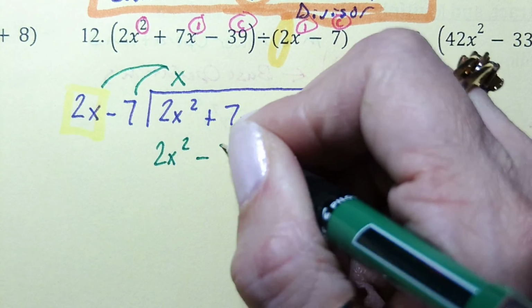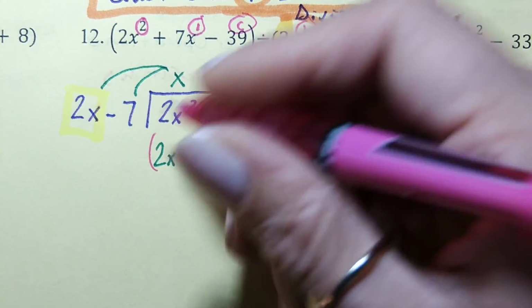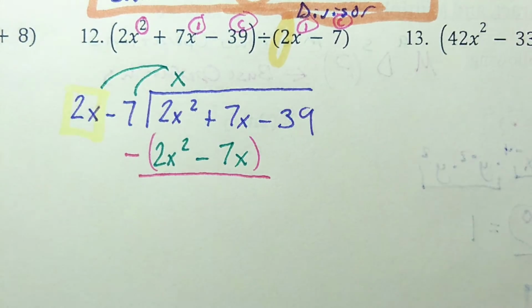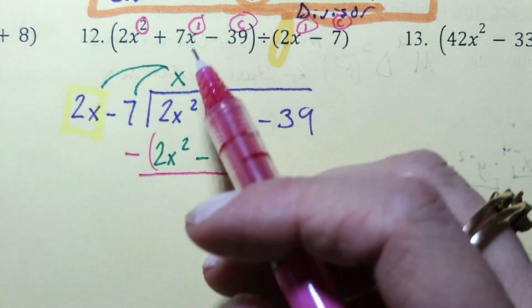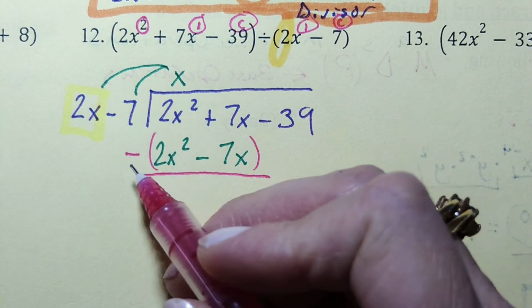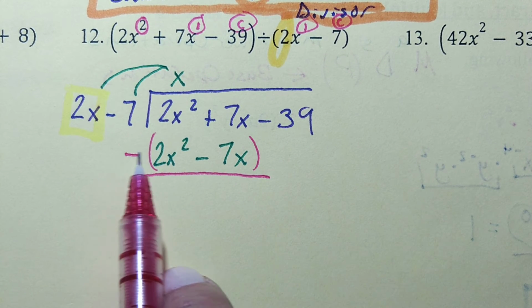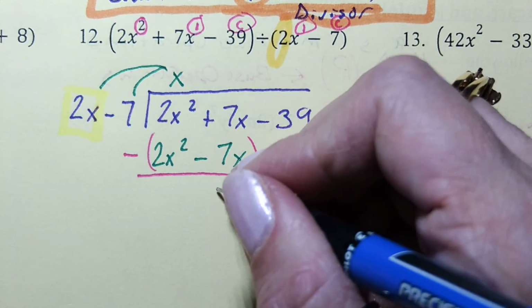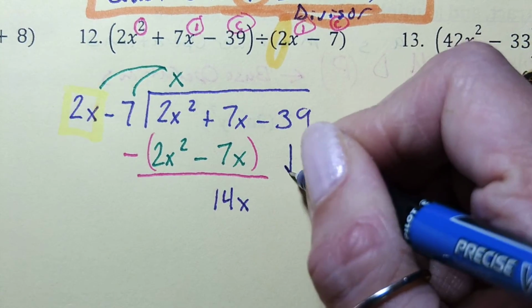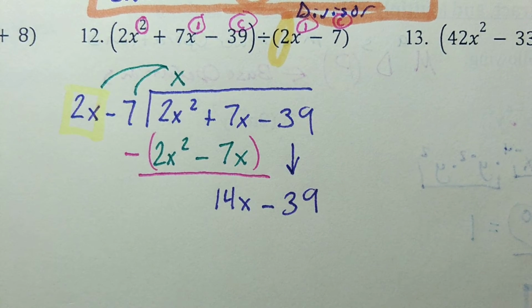2x squared minus 7x. Enclose in parentheses and subtract both of them. So 2x squared minus 2x squared, 0. 7x minus a negative 7x makes this a plus x, so 14x. Then we bring on down our next term, and we repeat the process.